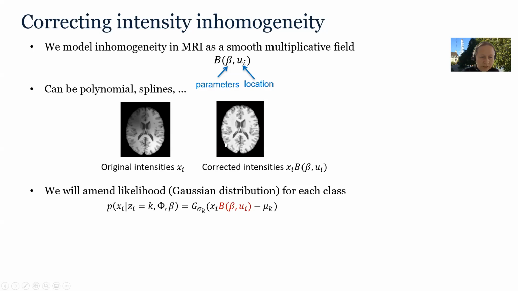So to incorporate this bias field into our model, we will amend the likelihood for each class, which we have modeled using Gaussian distribution. In this Gaussian distribution, we will multiply the intensities by the bias field, the inhomogeneity field. So you see that we now require that the intensity for each class follows the Gaussian distribution after it has been corrected with this multiplicative field.